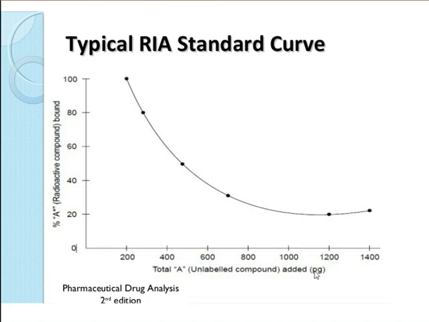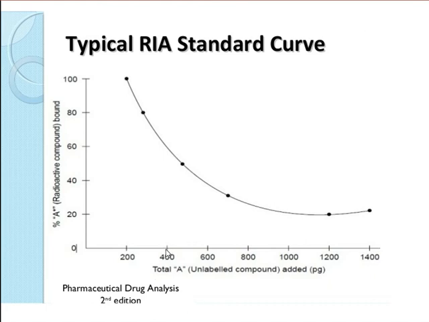Now, what you do? You will do the precipitation, you will do the measurement of radioactivity and you plot it as a curve. So, this means that if there is 200 picogram of unlabeled antigen in your reaction mixture, the radioactivity measurement will be 100 percent. This is a percentage in which we express it, that is, it is the percentage of a radioactive compound bound.